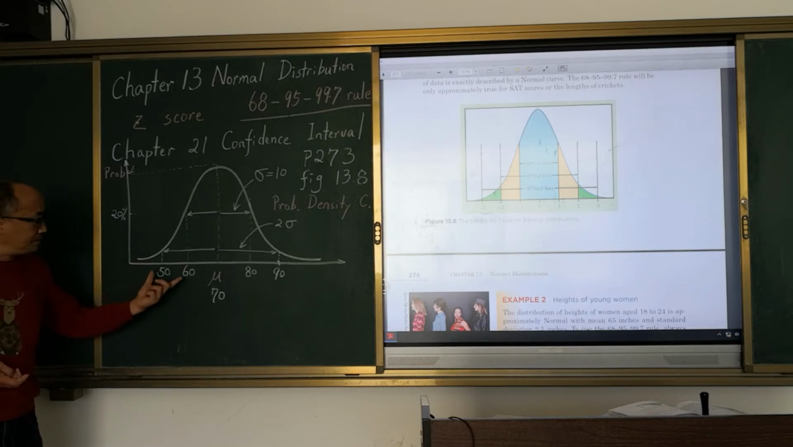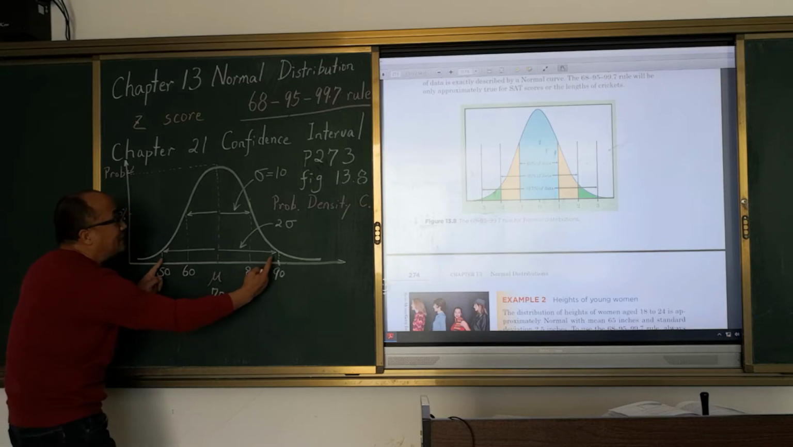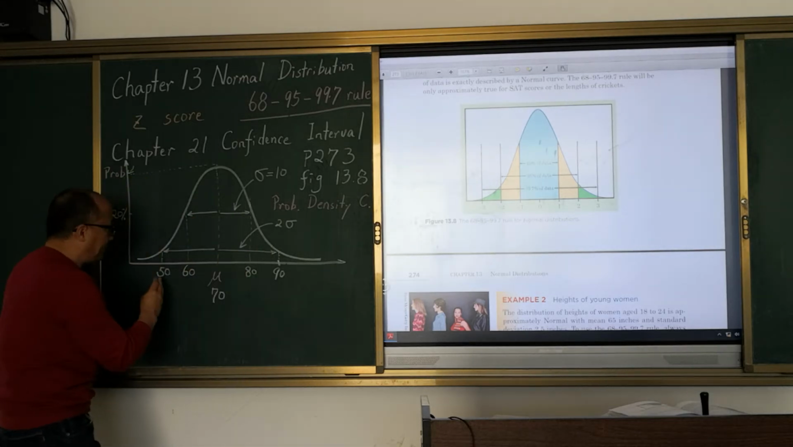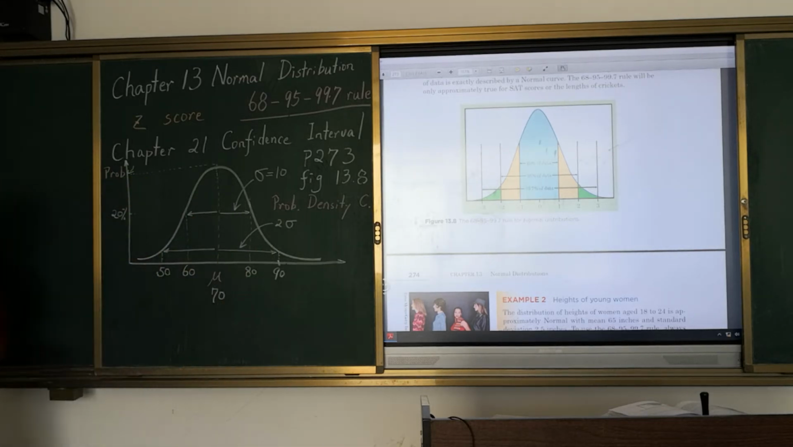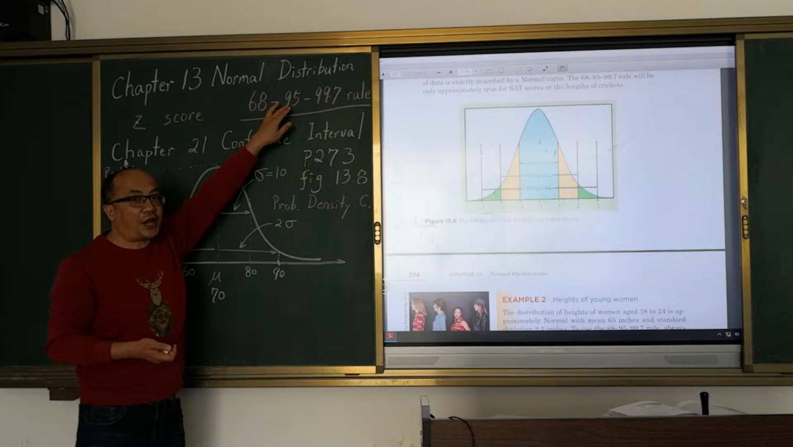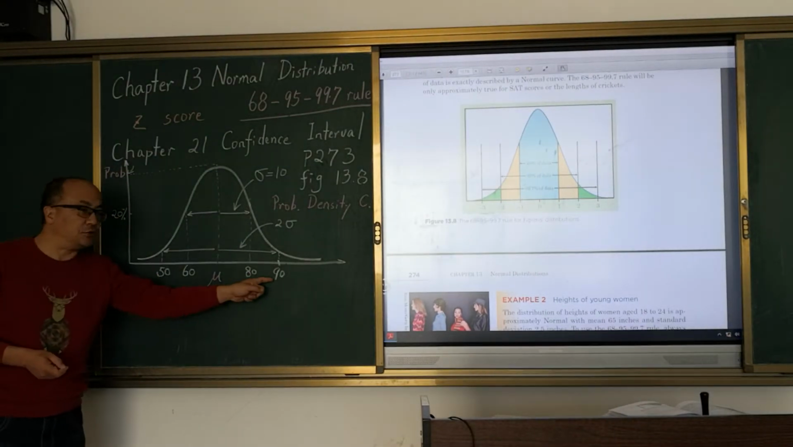So from here to here, from 50 to 90, 95% of students' scores are between 50 to 90. Or you can put it this way: randomly select a student, there is a 95% probability, 95% chance his score is between 50 to 90.